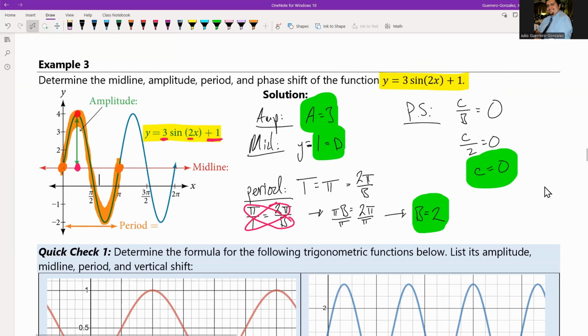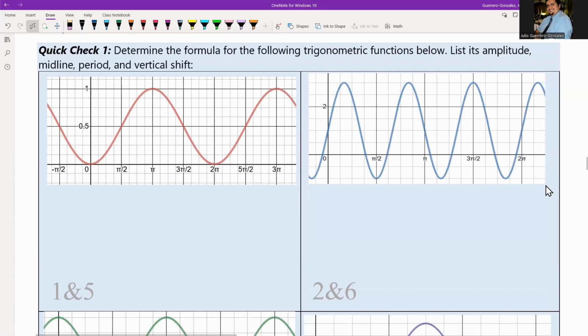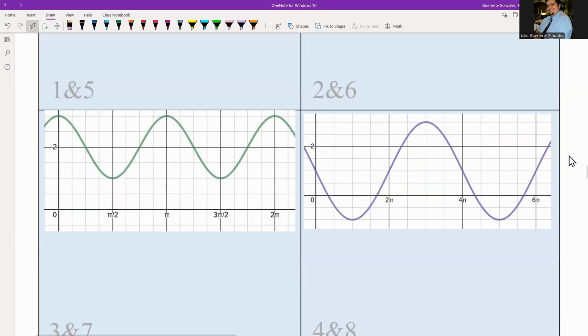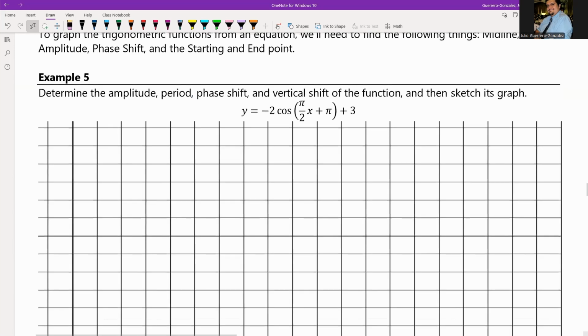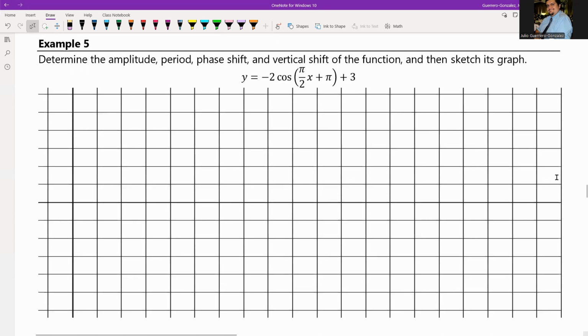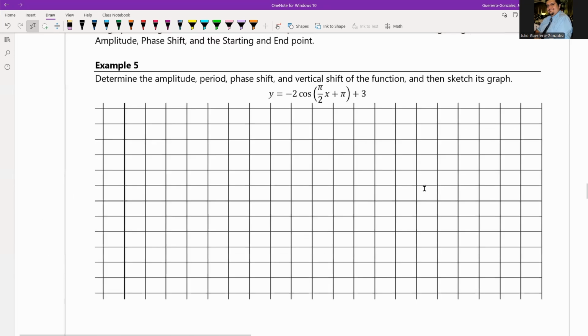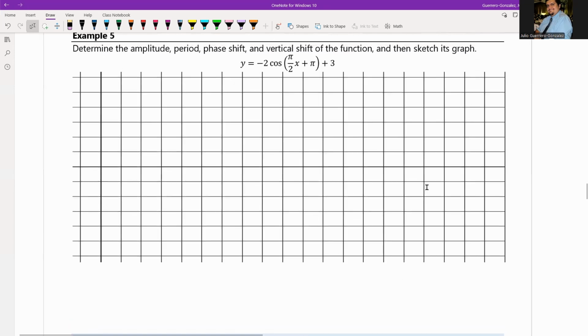This is going to take us a long time, so I've got a couple quick checks here. I want everybody to try them in the class. But what I want to do now is graph some of these out by hand, using the knowledge that we have from the last couple pages. Let me zoom out a little bit so I have enough space. I want to graph this function right here.